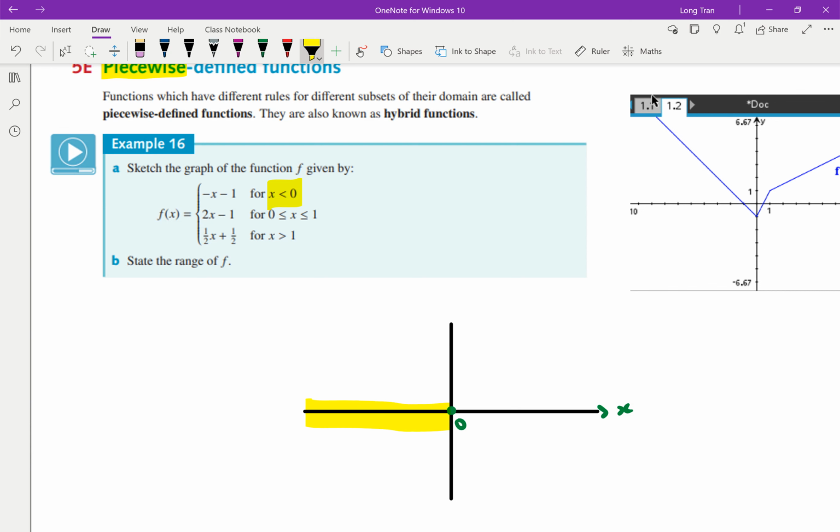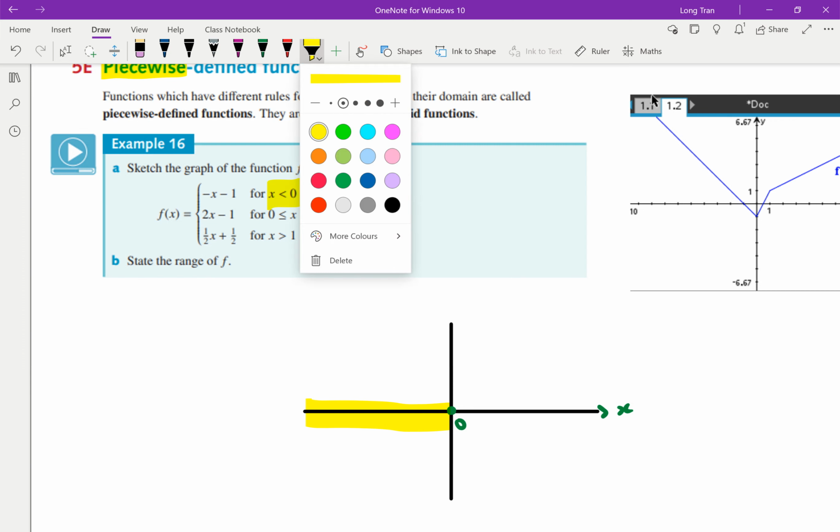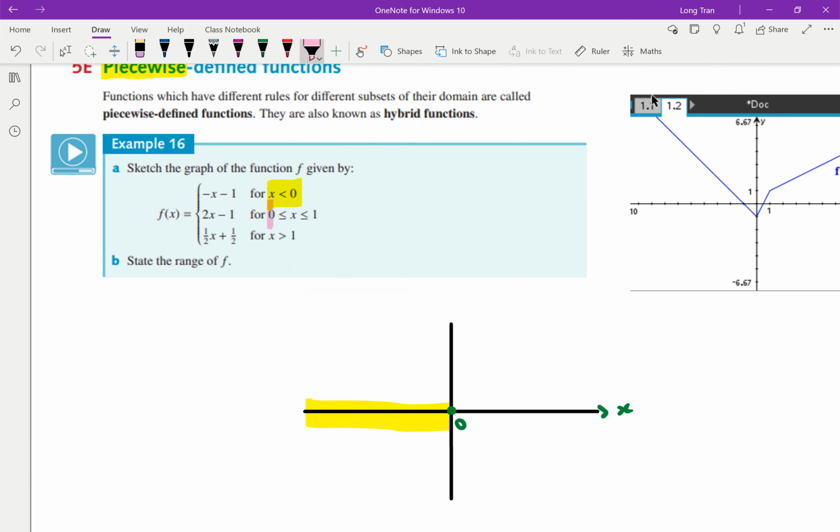So that's my first graph. I'm going to color it in yellow. Then my second graph, which I'm going to do in pink, can only be from 0 to 1. So say on the x-axis, 1 is here. Then I can only sketch my second graph from 0 to 1. And then my last one, I'm going to use cyan here: x greater than 1, anything greater than 1, I want you to sketch the third graph. So greater than 1 from here onwards. So you can see there are 3 portions there. Greater than 1, I will sketch the half x plus half.